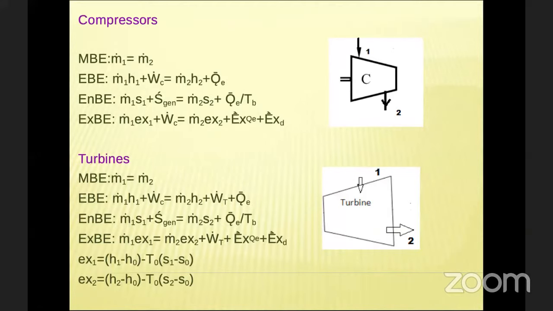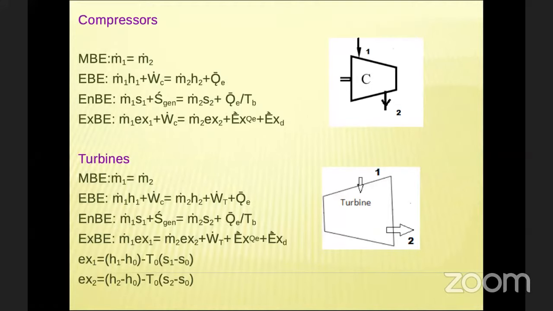ṁ1 S1, instead of h1, S1 plus entropy generation. Okay, this is equal to at outlet ṁ2 S2. That ṁ1 S1 is converted into ṁ2 S2 plus there is a compressor heat leakage outside. So that entropy we have to take into account, Q̇E divided by TB. Look at this. I'm using TB. Why? I told that we have to take first the boundary temperature. If it is not given, then only we have to go for the surroundings or average or TS.